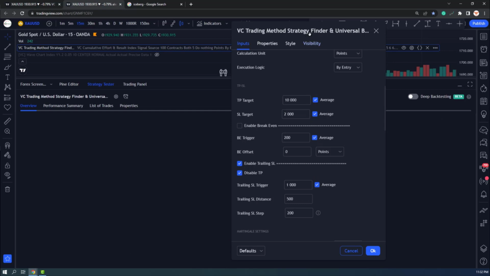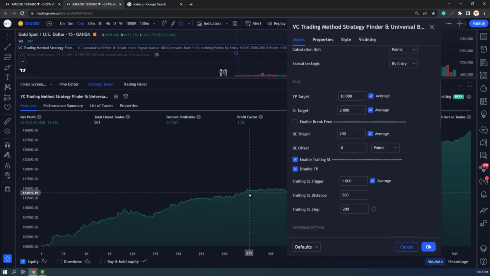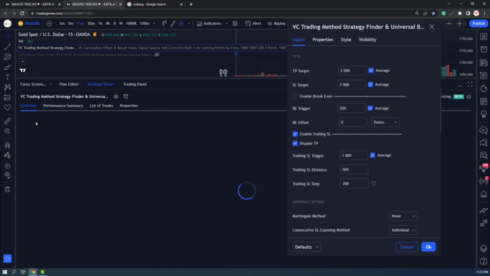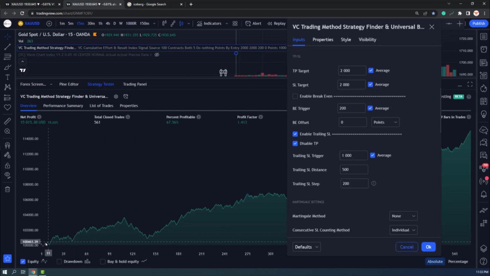You will see here, it reduced the results. Similarly, if I reduce the TP as well, it will change the results. You see here, it changed the results.